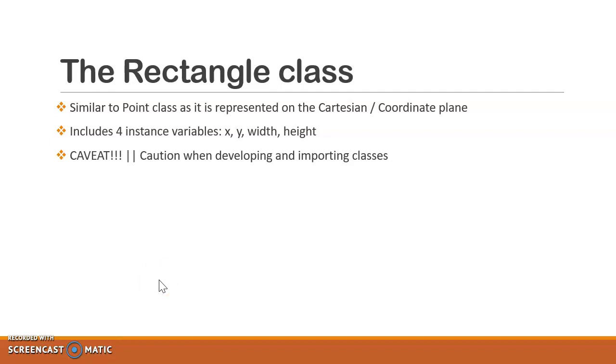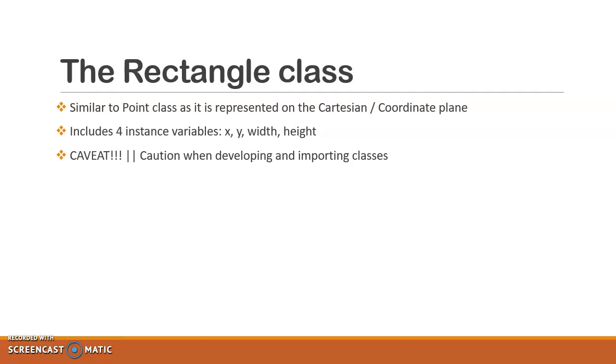The rectangle class is similar to the point class in that it uses the x and y coordinates of the Cartesian plane. Whereas the point class has two instance variables, one for x and one for y, the rectangle class has four instance variables, one for x, one for y, one that represents the width of the rectangle, and one that represents the height. With these four data points, the rectangle class can create four points on the Cartesian plane that are rectangular in nature.